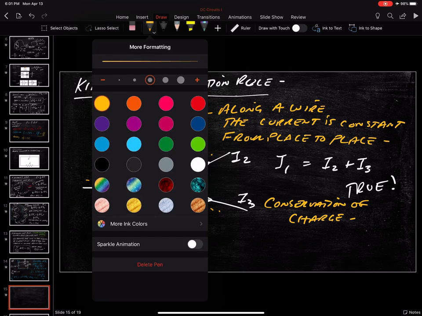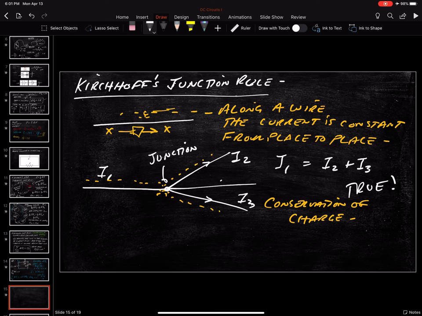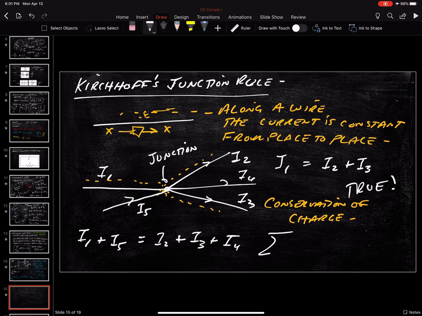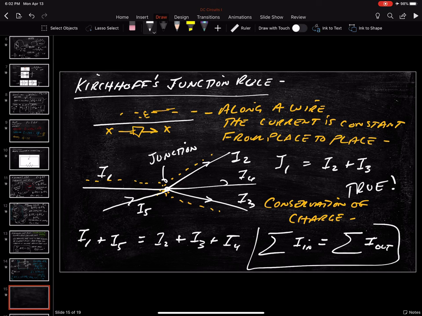So you might wonder, what happens if I get a little fancier? Now suppose I have an I4 coming out. Well, then I1 should equal I2 plus I3 plus I4. What if I have another wire coming in, bringing in an I5? Well, I put it over here. The current coming in is the same as the current going out. And so, if I want to write it mathematically, the sum of the currents into a junction is the same as the currents out of a junction. And that's Kirchhoff's junction rule.